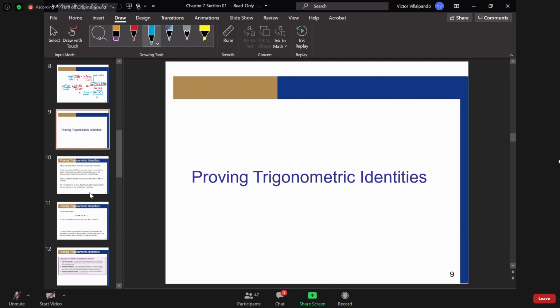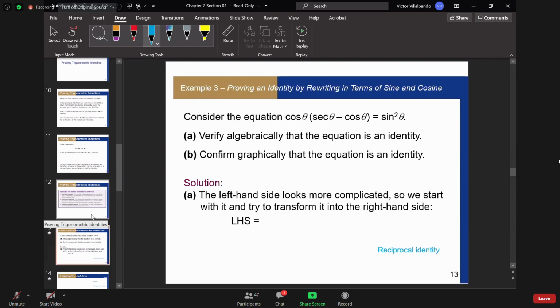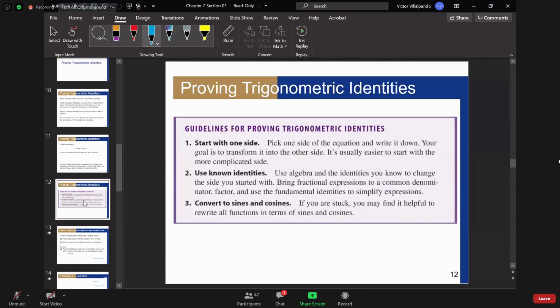So we'll talk a little bit about this. It's already 10:30, so I at least want to get to slide 12, and then we'll recite these steps on Wednesday.